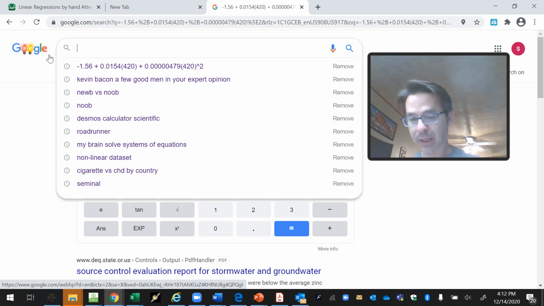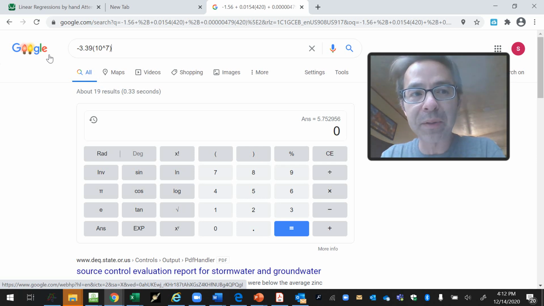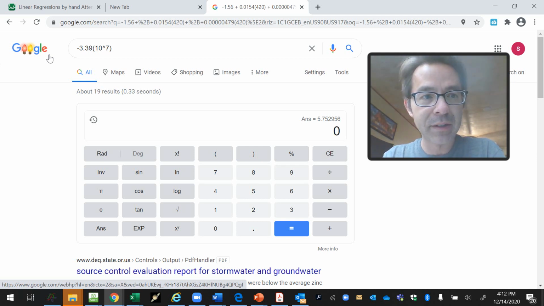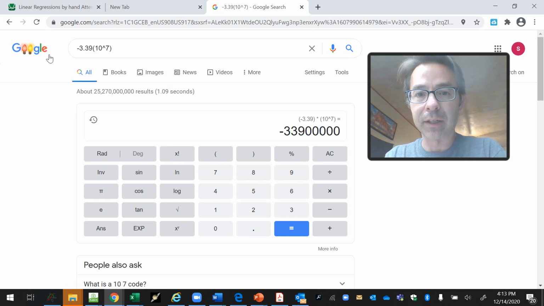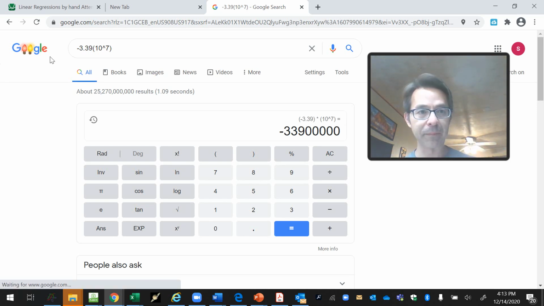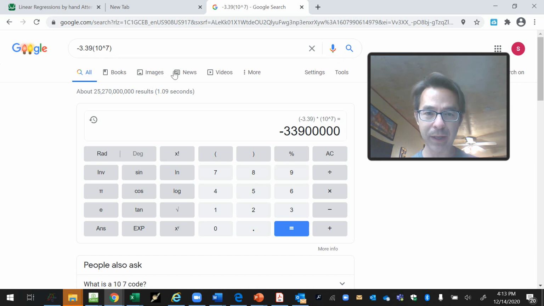It is negative 3.39 times 10 to the power of 7. This number, 10 to the power of 7, is going to be extremely low. Extremely negative, basically. Look at that. Jeez. So yeah, you can plug in, as long as you know that E7 means times 10 to the 7th power, then there you go.